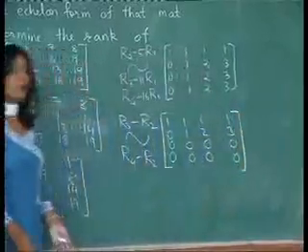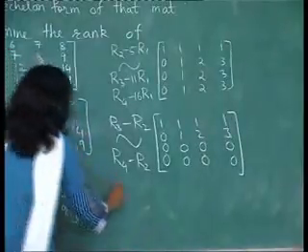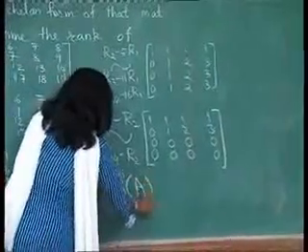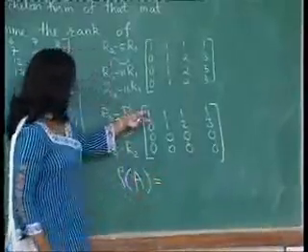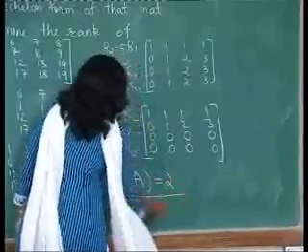No more transformations are required. This is the echelon form of the matrix. Let's count the number of non-zero rows. There are two non-zero rows in this matrix. So the rank of this matrix is 2.